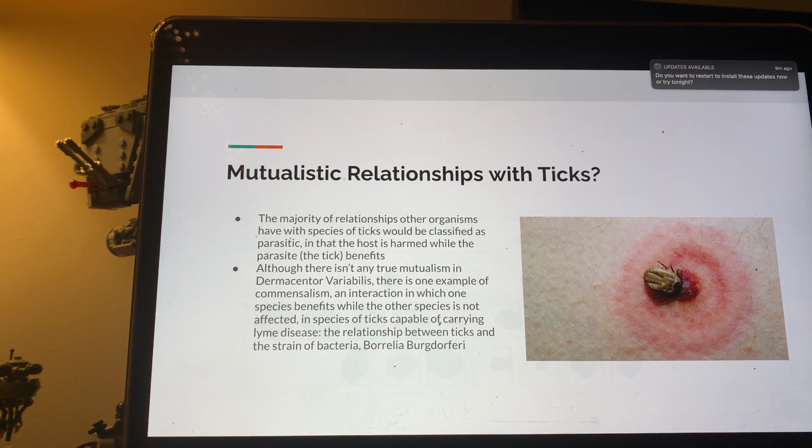And then mutualistic relationships with ticks. The majority of relationships other organisms have with species of ticks would be classified as parasitic, meaning that the host is harmed while the parasite benefits. And although there isn't really any true mutualism with Dermacentor variabilis, there is one example of commensalism, which is an interaction in which one species benefits while the other species is not affected. There is one case of this commensalism in the ticks carrying Lyme disease, which is the relationship between ticks and the strain of bacteria, Borrelia burgdorferi, which causes Lyme disease.